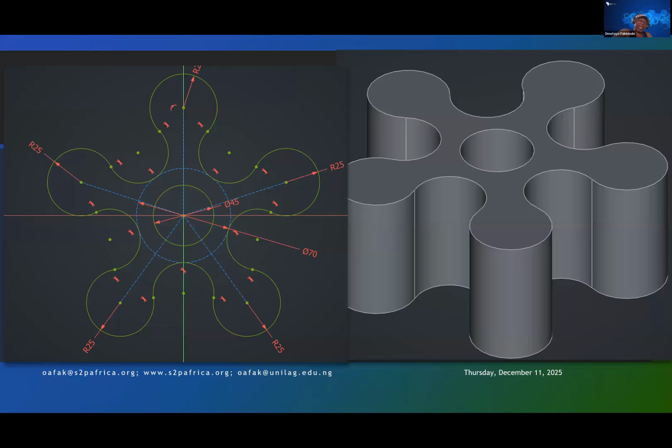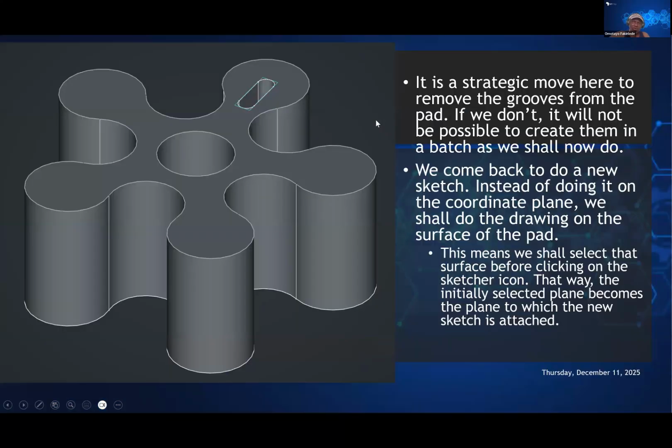Okay, so this is the sketch here. Like you see, the sketch did not include any groove. There's no slot in this sketch. So it is plain. Because it is plain, we now create one slot the way you saw me do it. It's a strategic move here to remove the slots from the pad. If we don't, it will not be possible to create them in a batch as we now do.